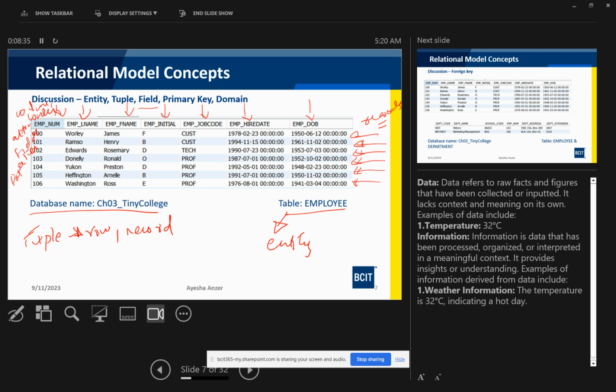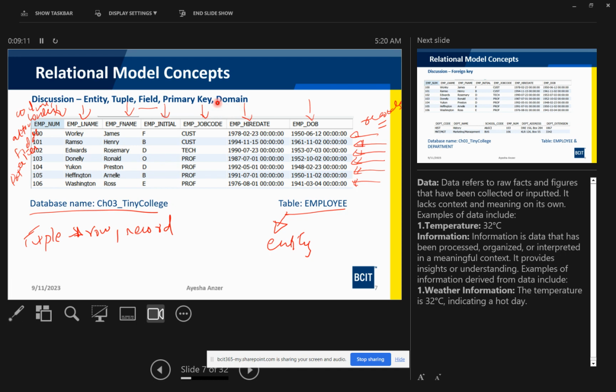Then we have a primary key. We said that to identify each record, we need to have a unique ID, so a unique key. In this specific example, the unique key here is employee number. How do we know that? If you look at employee number, each of the records here is unique. It's not duplicated. None of the values is repetitive. This is what makes it unique, and it is identifying each record uniquely.